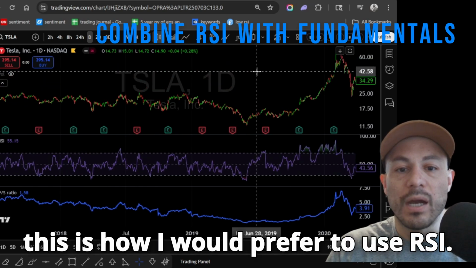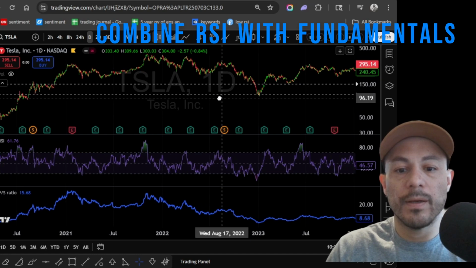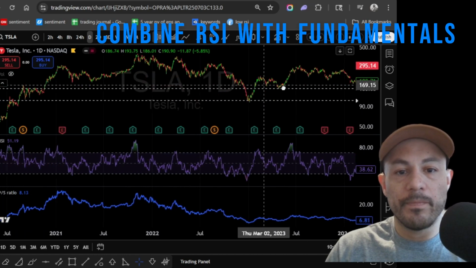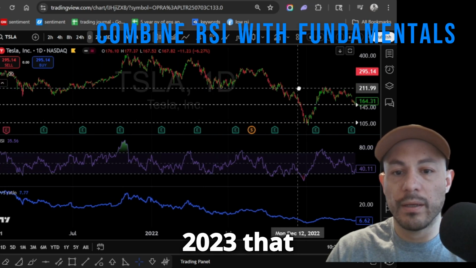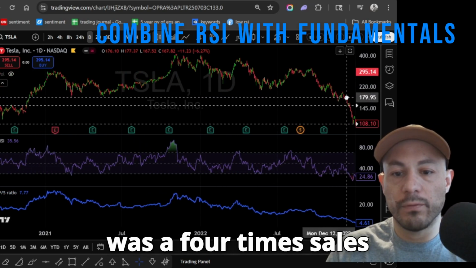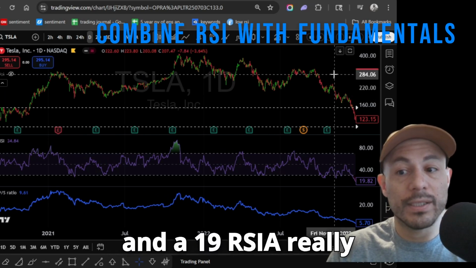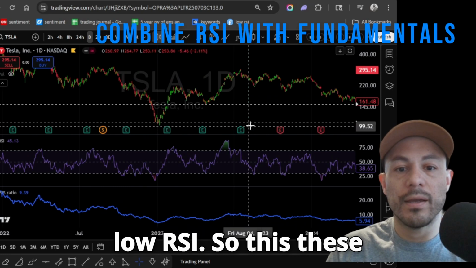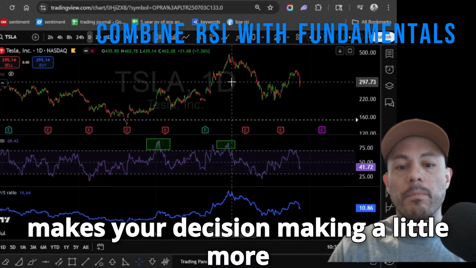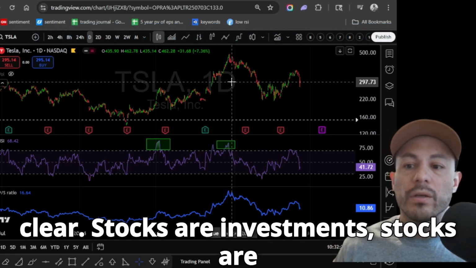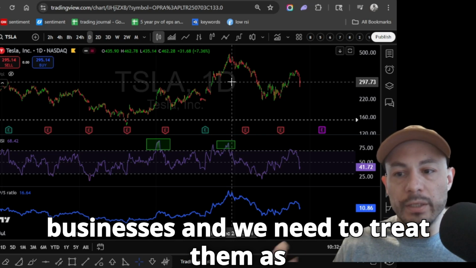So this is how I would prefer to use RSI. You can use it any way you want. Let's see, this super low in 2023, that was a 4 times sales and a 19 RSI, a really low RSI. So these are just 2 tools that combined together makes your decision making a little more clear. Stocks are investments, stocks are businesses, and we need to treat them as such.